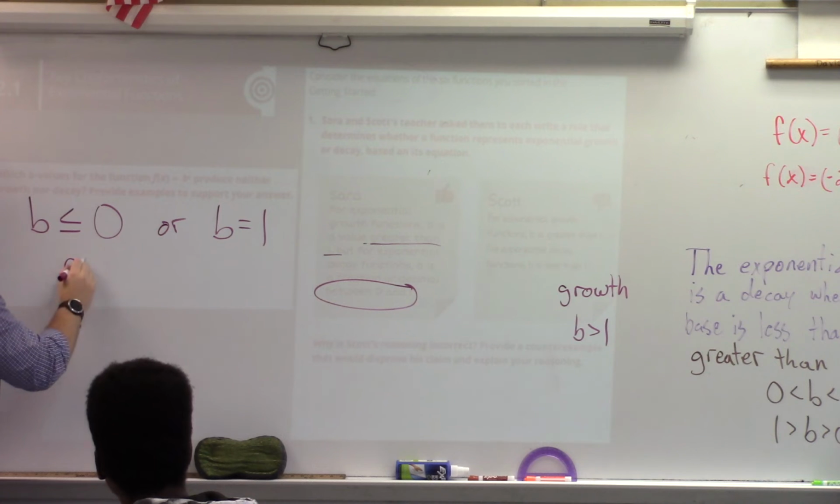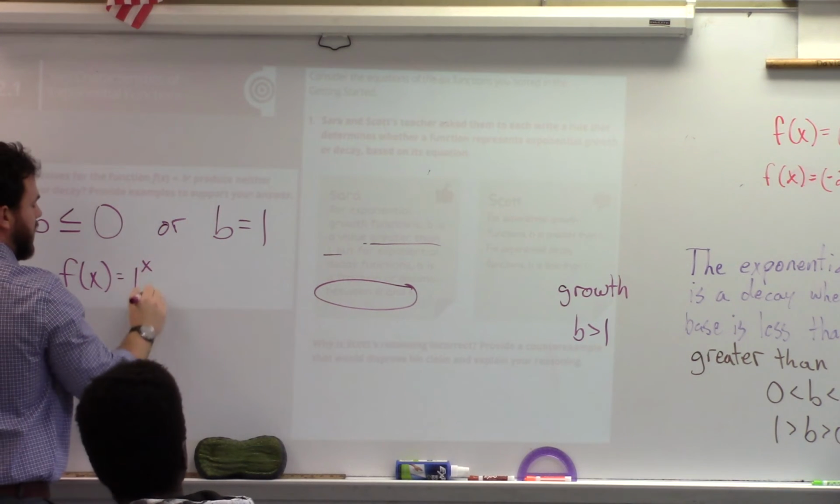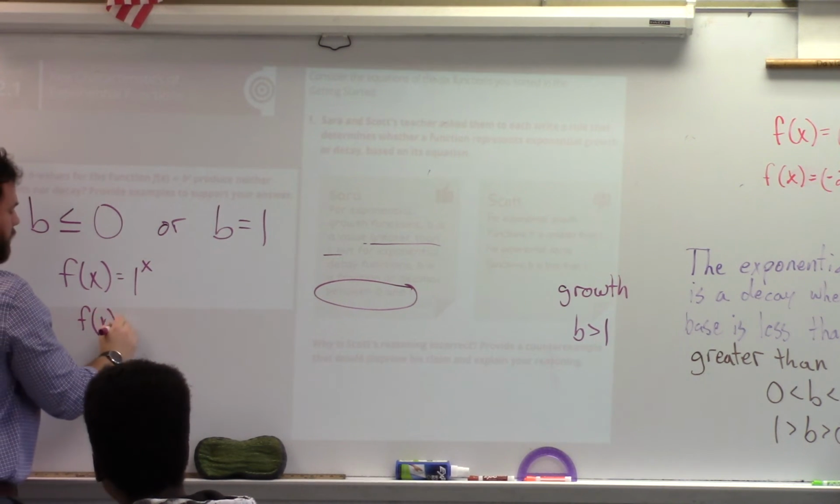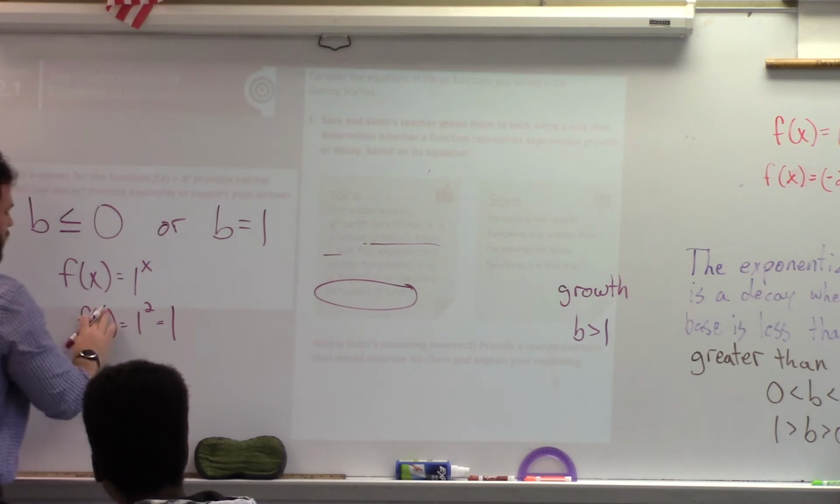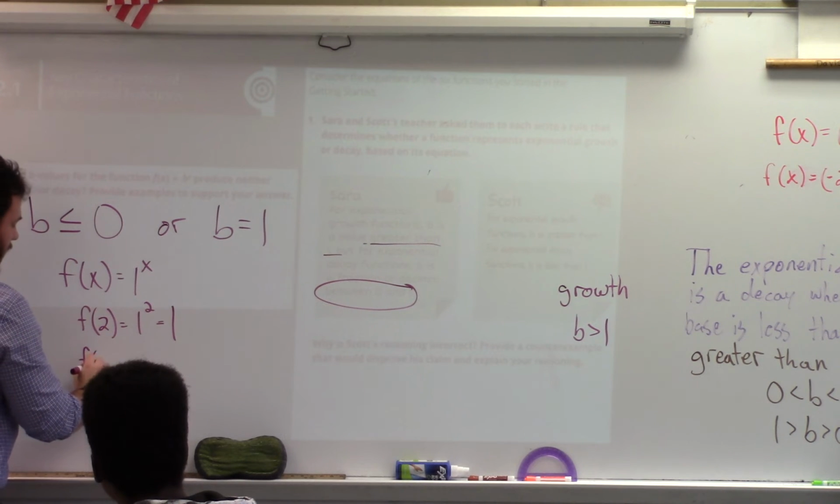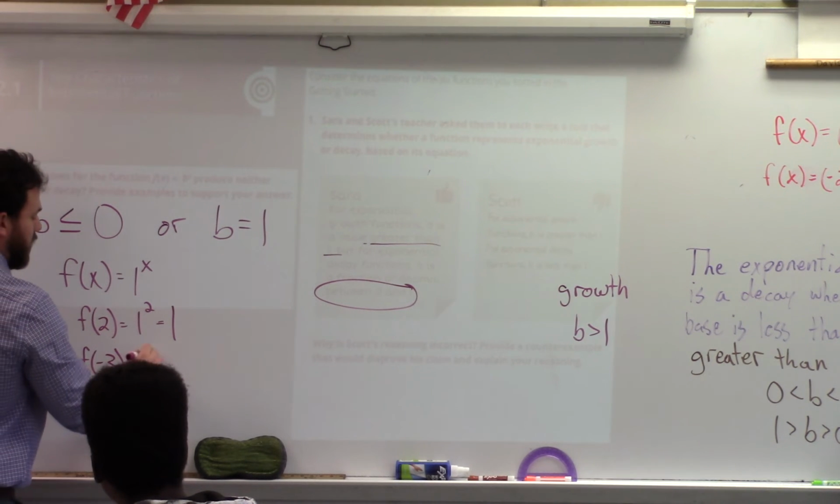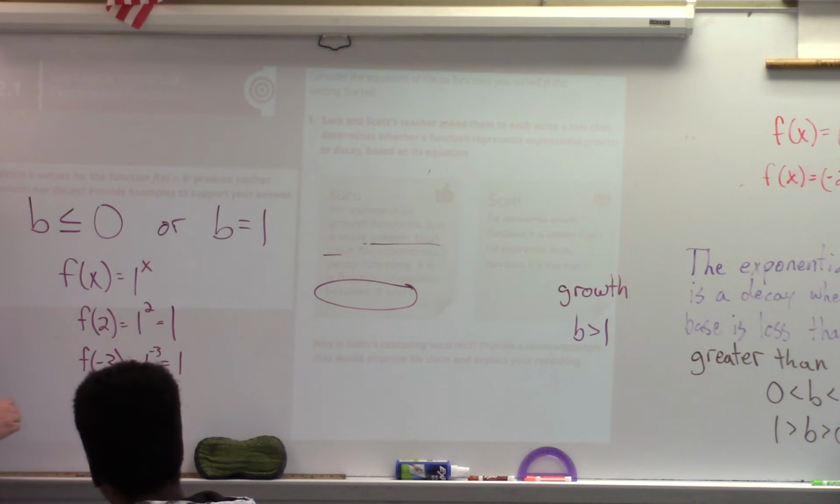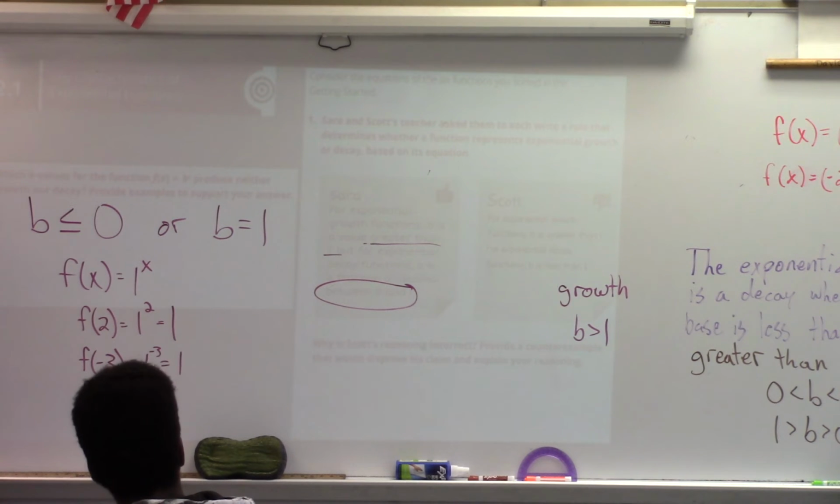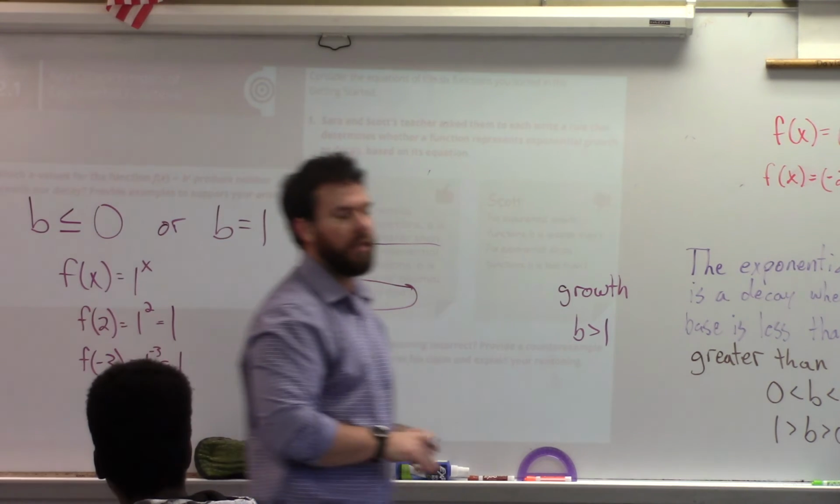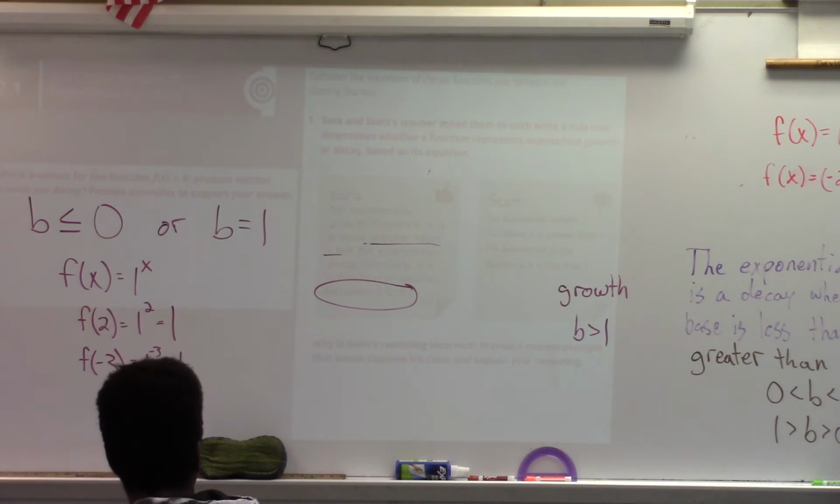Because think about it. If I have f of x equals 1 raised to the x, what is 1 to the second? So f of 2 will never go up, it'll just be 1. Even if it was negative, f of -3, that would also be a 1. What's 1 raised to the 0? 1, right? And so we want to recognize that the base of 1 also would not produce a growth or a decay. It has to be greater than 1 or between 0 and 1. Any questions from there? Okay.